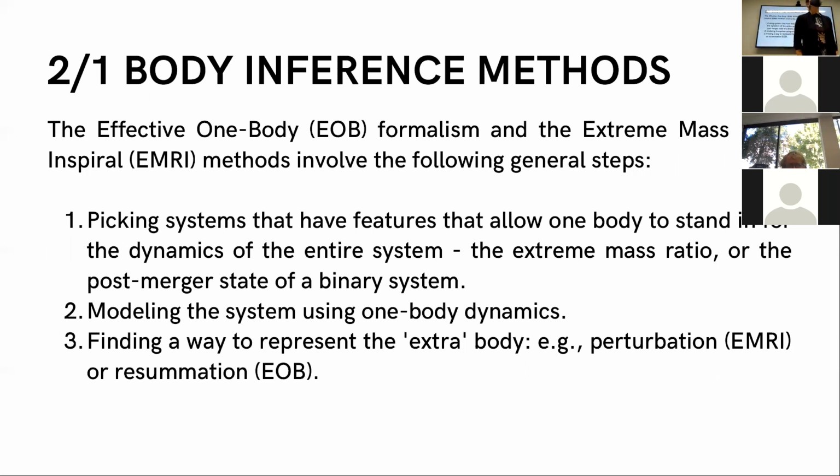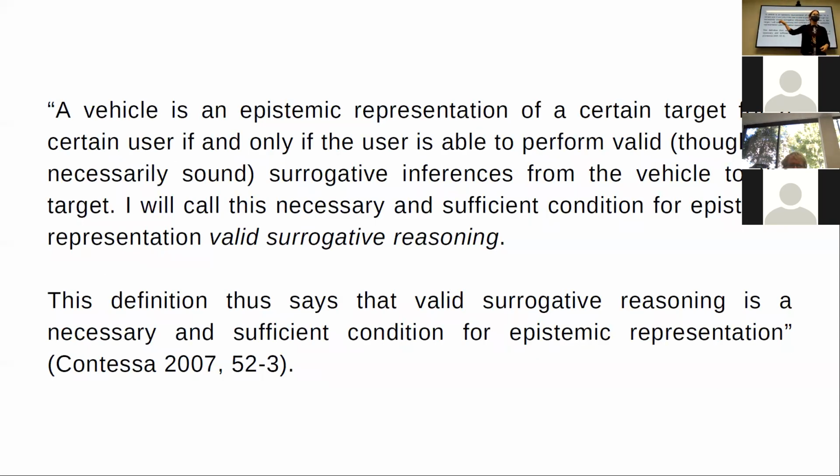Sorry. Does valid surrogative reasoning, as you or Contessa define it, have the property that it always leads to correct information? So this is the reason for valid, though not necessarily sound. Sound would be always correct, but Contessa explicitly says they have to be valid, but not necessarily sound. So there has to be a good reason to believe that inferences about one system will lead to inferences about the other, but they don't always have to be true or correct or even accurate.